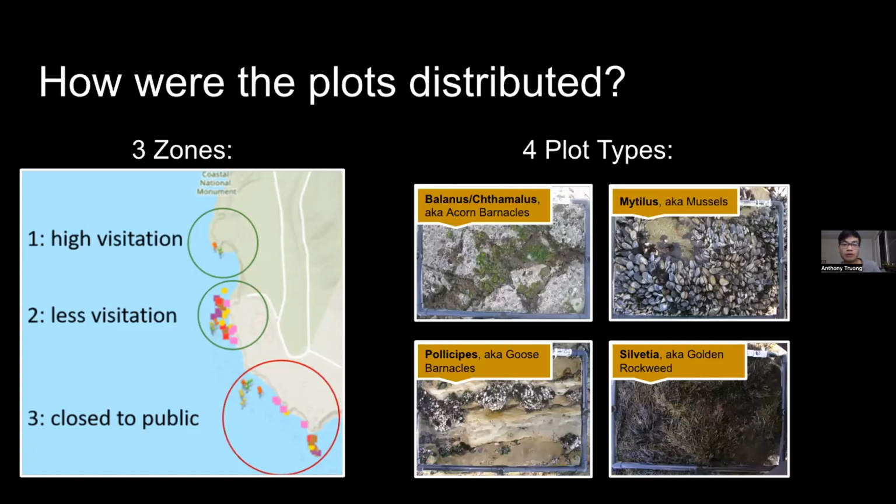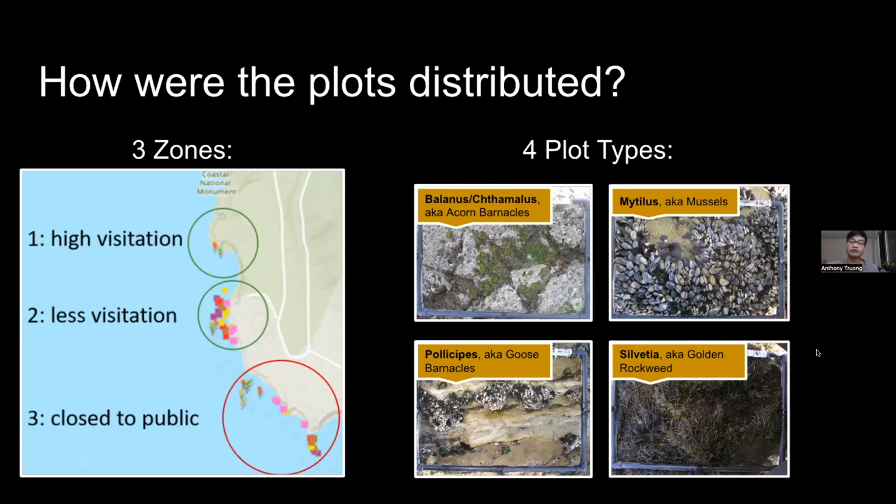Secondly, when we are monitoring these plots, there are 4 plot types, and these are to monitor target species, and these were all set up back in the 90s. That's when all of these decisions were made. Within each of the 3 zones, there are 4 plot types. The first plot type is labeled Balanus/Thamylus, aka acorn barnacles. That's the species being monitored in those plots. We also have Mytilus or mussel plots, Pollicipes or goose barnacle plots, and Silvetia or golden rockweed plots.